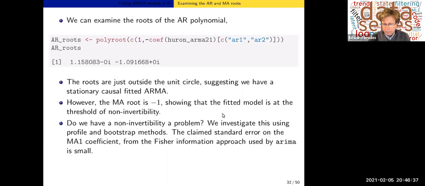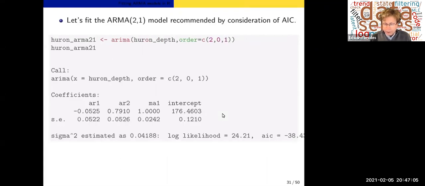Do we have a non-invertibility problem? One possibility is that the true MA parameter is close to 1, and another possibility is that there's something funny going on. When we go back to the previous slide, we see the standard error on the MA1 is pretty close to 0. So it looks like we can estimate that coefficient well, and we're pretty sure it's close to 1.